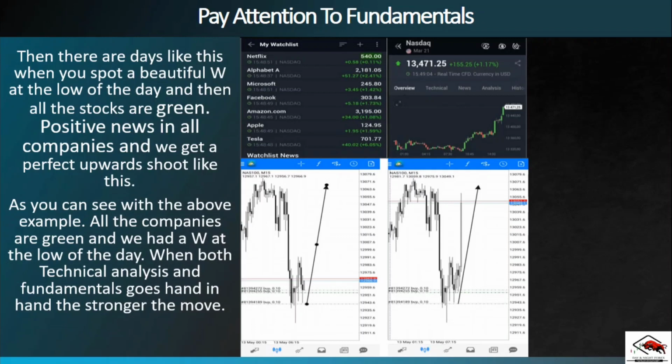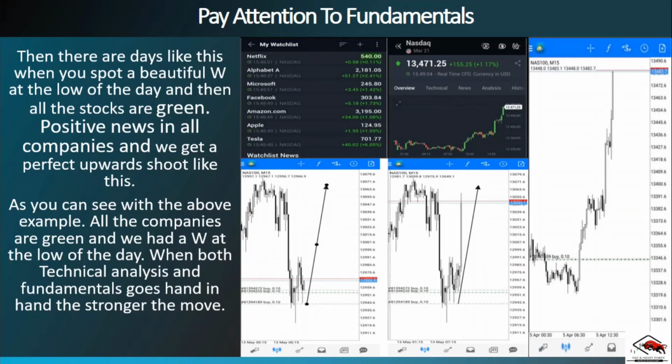So positive news in all the companies, as you can see, and we get a perfect upward shoot like this, a massive one candle over there. As you can see, very, very beautiful setup that we had here, which was in line with the fundamentals as well. So as you can see, all the companies were green, and our W formation at the low of the day, meaning both technical analysis and fundamentals were in line on this day, and we had such a massive strong move to the upside and caught a nice good trade over here.